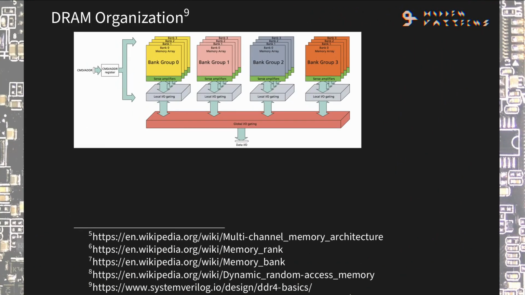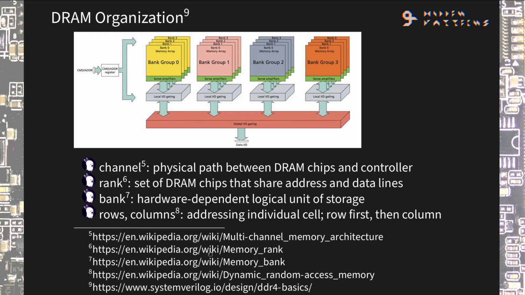I figured this is roughly how DRAM is organized. This is a nice picture that I got from, again, systemverilog.io. I think they took it from a Micron data sheet originally. And roughly, you have channels, right? So you have your DRAM controller, and then you have the actual DRAM parts, and in between you have channels, so that you can address multiple ones at the same time.